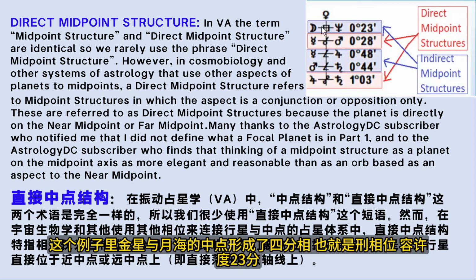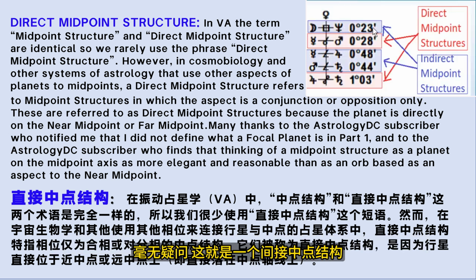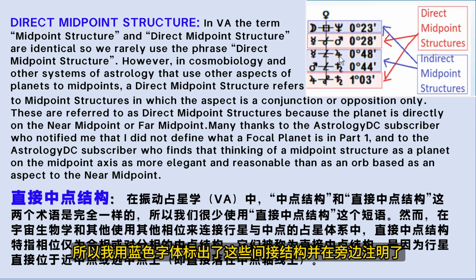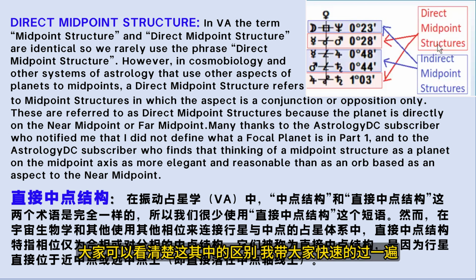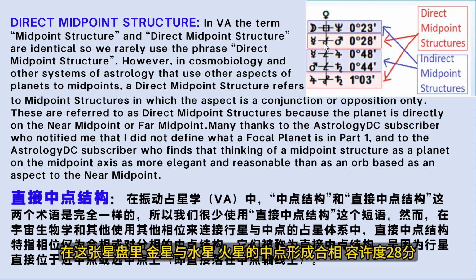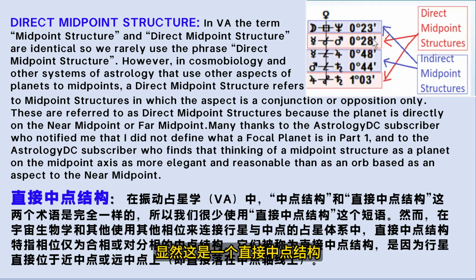So Venus is square the Moon-Neptune midpoint with a 23-minute orb. Of course, that's an indirect midpoint structure. So I put the indirect midpoint structures in this bluish tone and have this label indirect midpoint structures, and I put the direct midpoint structures in red. Very straightforward, very simple, so you can see what's going on, but just to go over each one of them very quickly. Venus is conjunct the Mercury-Mars midpoint in this particular birth chart with a 28-minute orb. Obviously, that's a direct midpoint structure.